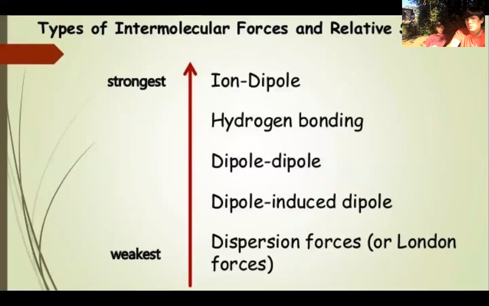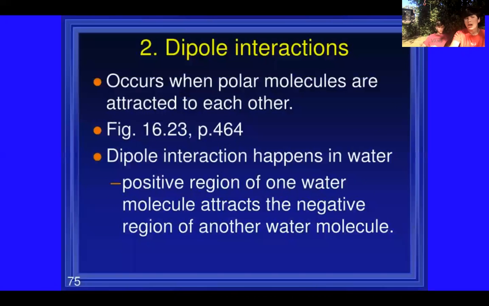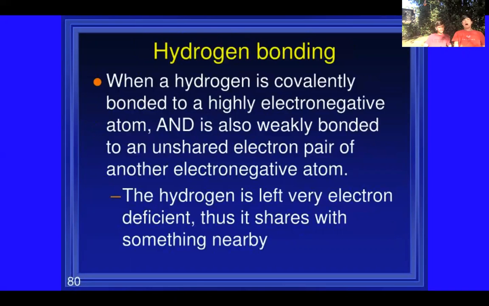Dipole interactions. Dipole interactions occur when polar molecules are attracted to each other. Dipole interactions happen in water. Positive regions of one water molecule attract the negative region of another water molecule. Hydrogen bonding: when a hydrogen is covalently bonded to a highly electronegative atom and is also weakly bonded to an unshared electron pair of another electronegative atom, the hydrogen is left very electron deficient. Thus, it shares with something nearby.